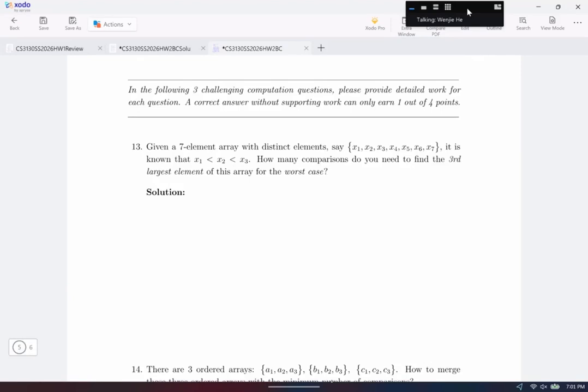Last three questions, three challenging questions. Yeah. So for question number 13, we still use the weak solution, standard solution, strong solution.